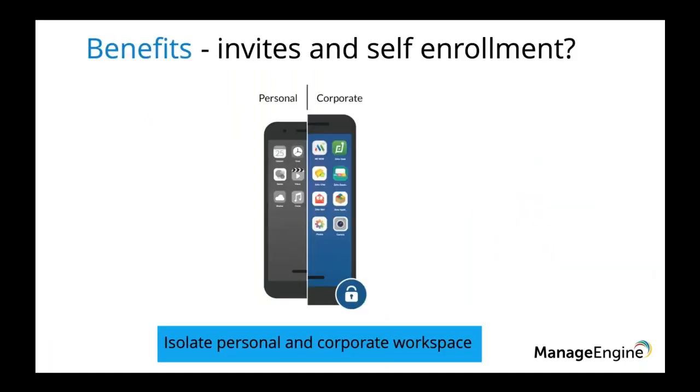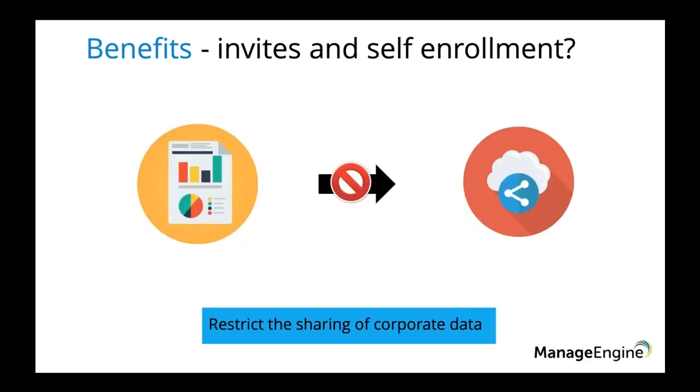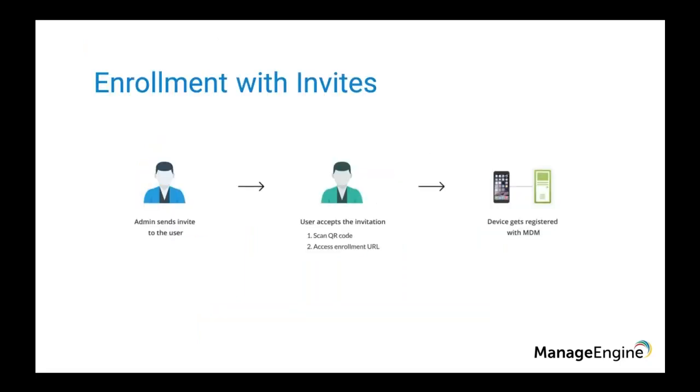So what are the benefits of enrolling using enroll via invite or the self-enrollment option? First, it creates a container wherein you have your personal space and corporate space, and all of the MDM applications would be in the corporate space alone. You can then prevent unauthorized data access, which means any application that is on the personal side cannot reach over to your corporate side and collect any of the application details or even your email documents. And last, you can restrict the sharing of corporate data to any personal device or cloud storage solutions that you might have. So now we would go into our first topic, which is enrollment with invites.